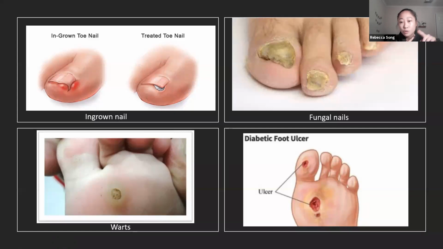So encouraging them to dry in between their toes using a towel, or even using a bit of methylated spirit, can help because it's an alcohol. It absorbs all the water.